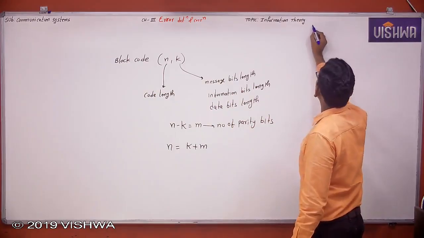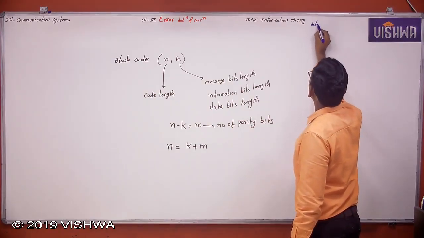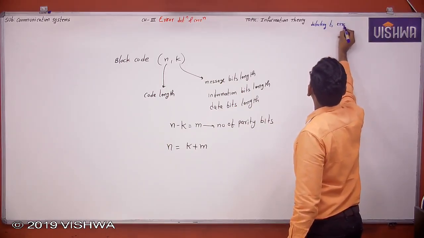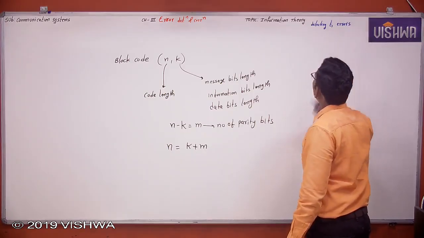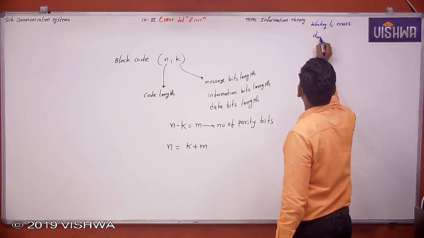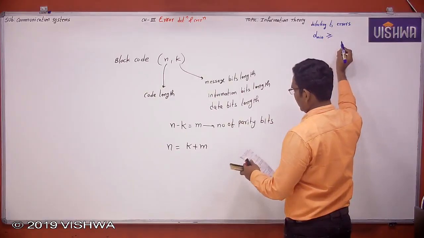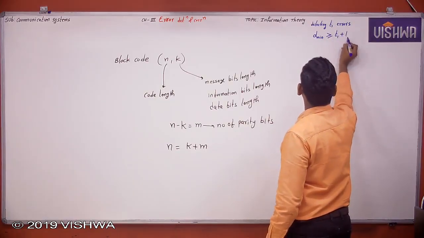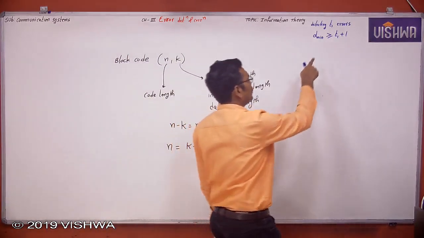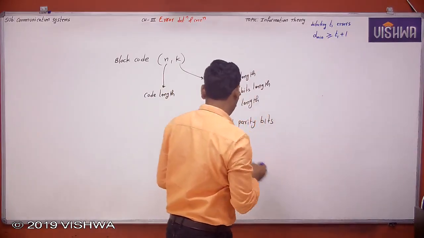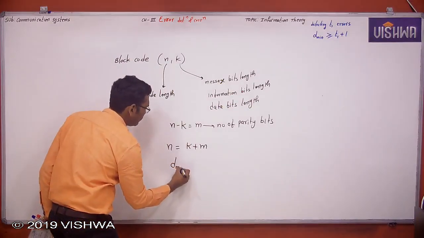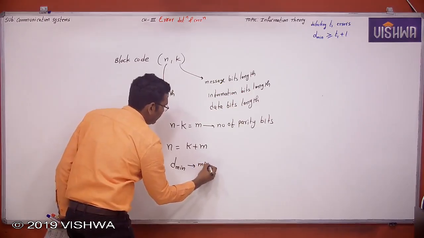So a code is capable of detecting t1 errors if the following condition is satisfied. The following condition is nothing but d minimum is greater than or equal to t1 plus 1. So a code is capable of detecting t1 errors if this condition is satisfied, which means d minimum here is nothing but the minimum Hamming distance.